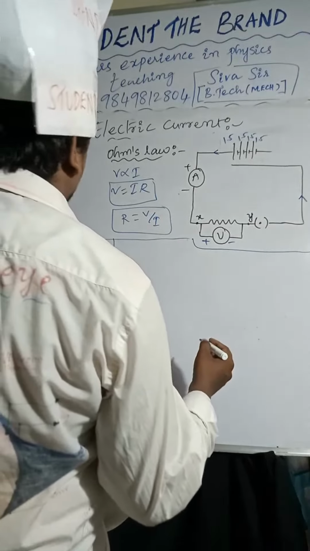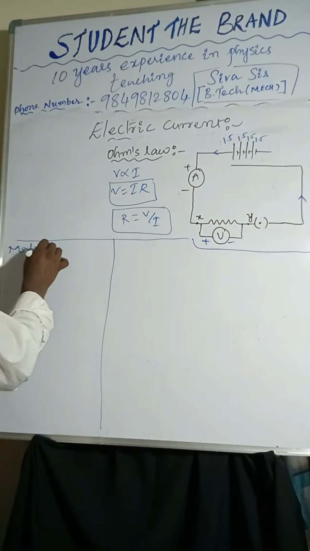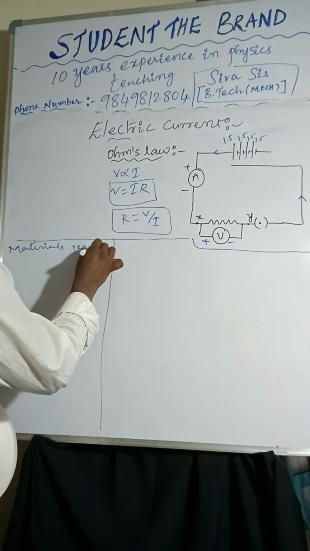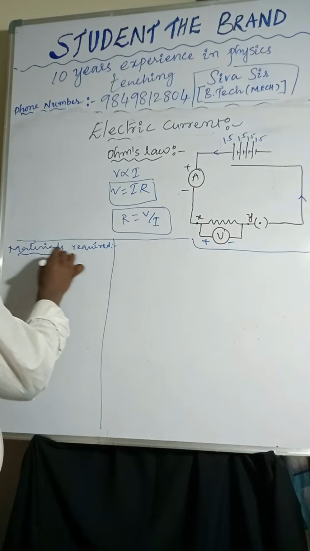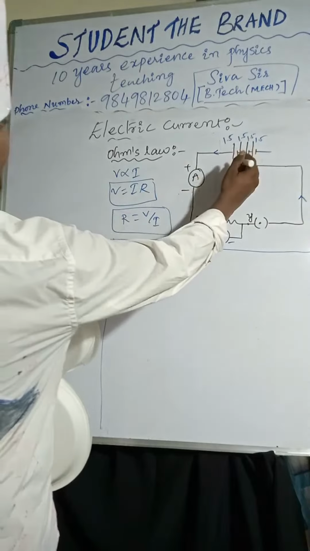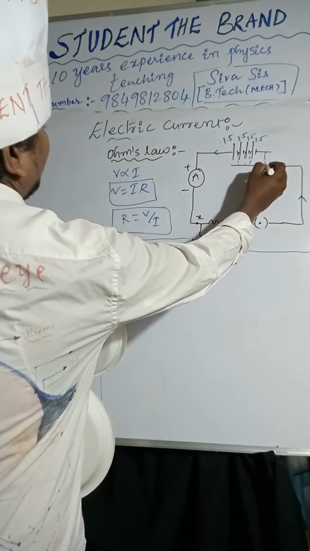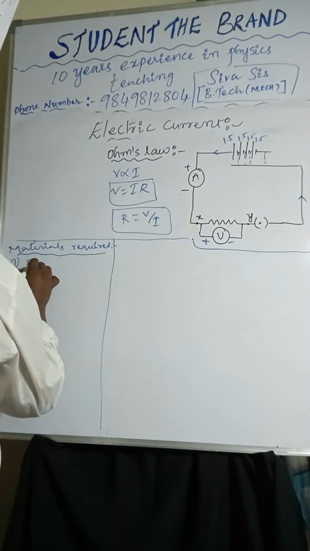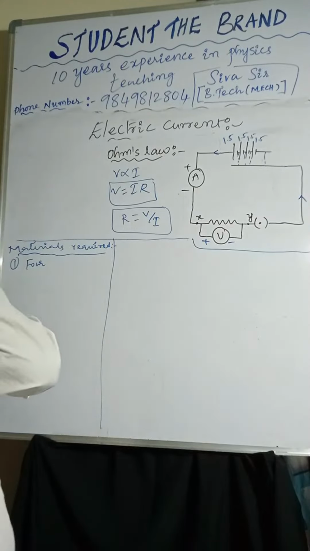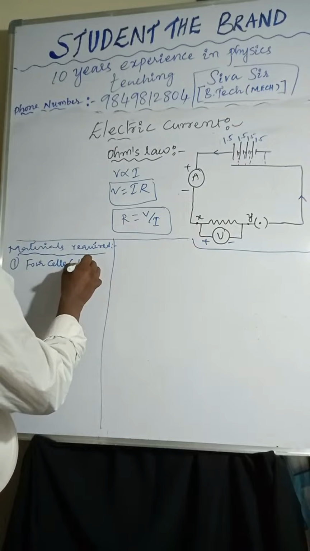Now we can take the materials required to do the activity. First one, 4 cells. We need 4 cells. Here we are connecting one by one, 1 and 2 and 3 and 4. So we need 4 cells of 1.5 volts each.